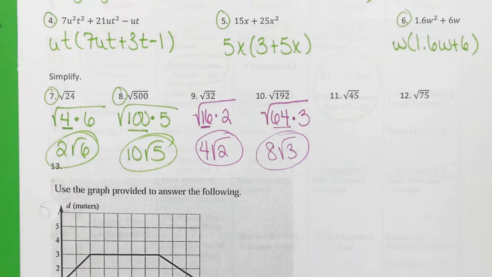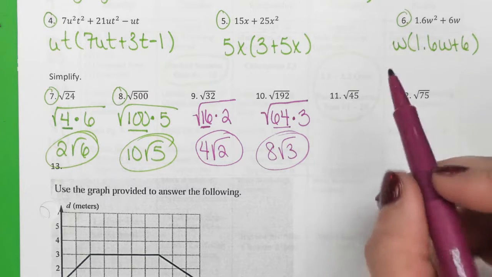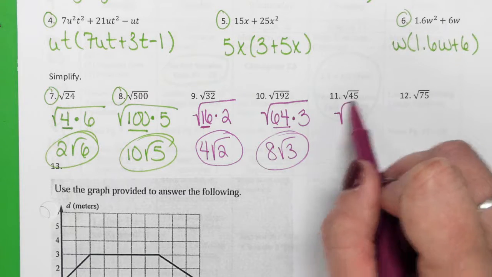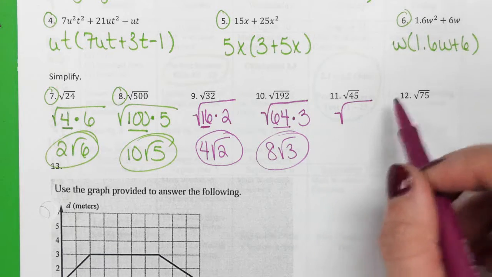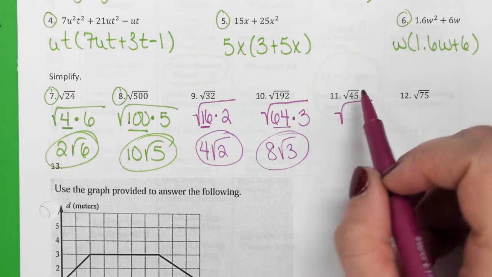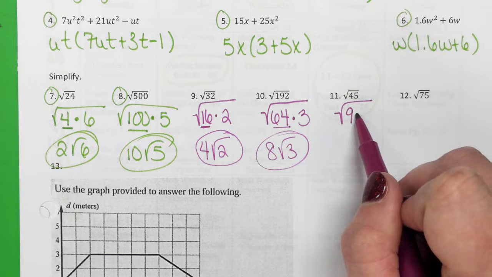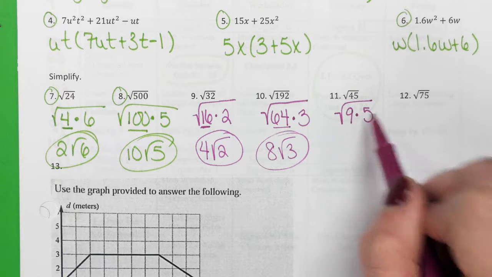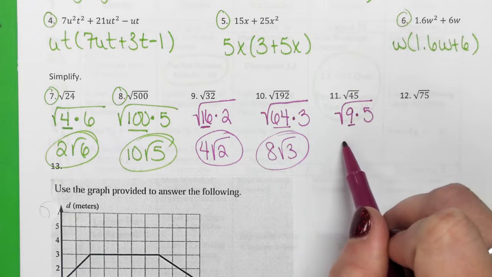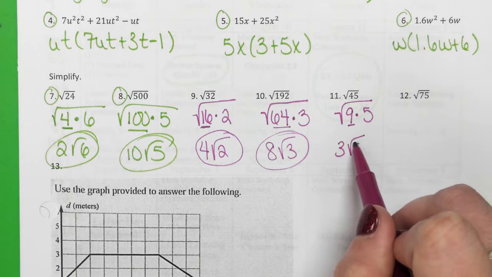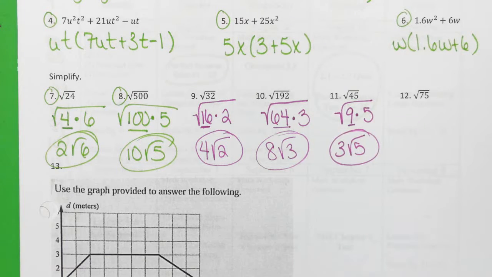Number 10. 96 is not a perfect square. Alright, 45. What's the biggest perfect square that divides into 45? 9. 9 times what is 45? 5. There you go. Square root of 9? 3. There you go.